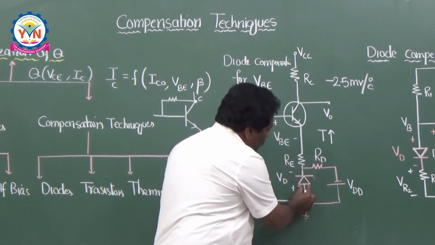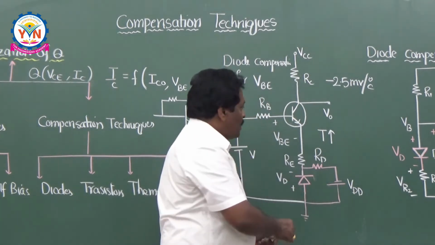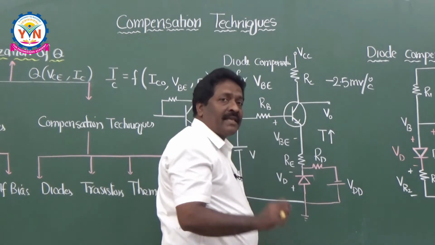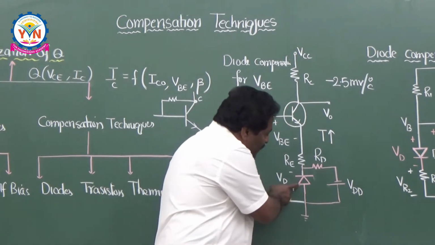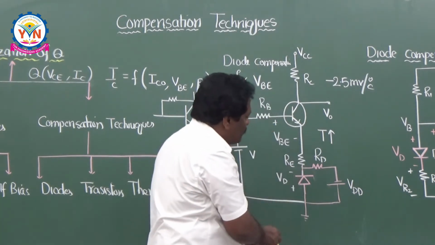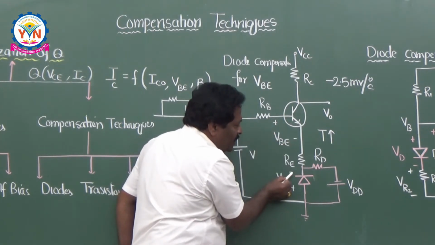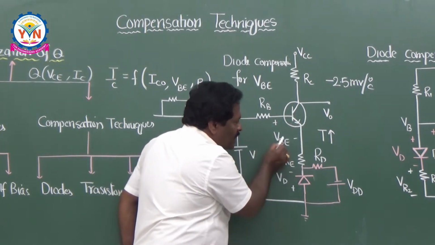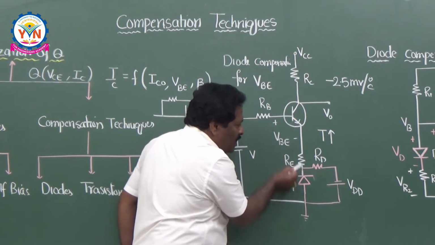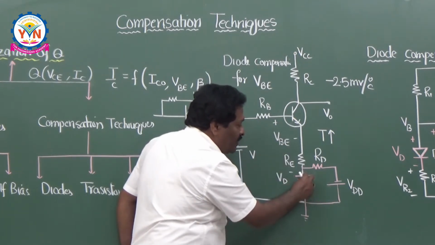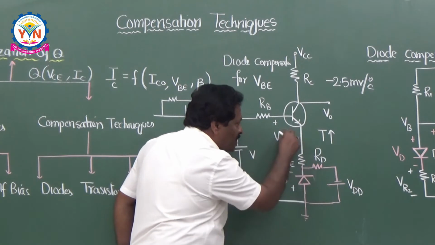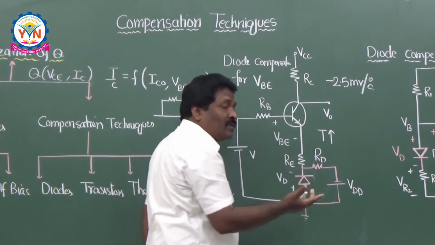So if you are taking a diode here, as it is of the same material, the same change you are also expecting in this forward biased diode. But here you see this is plus and minus and this is plus and minus. So the change is the same here, but the change in the diode is opposite to the change in the VBE. So the net change is equal to 0.